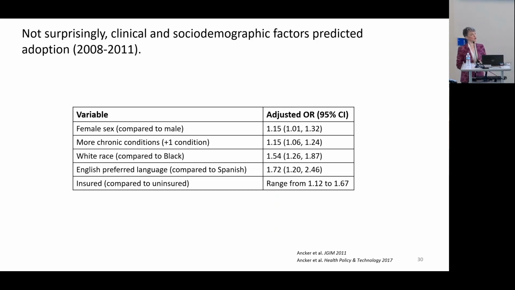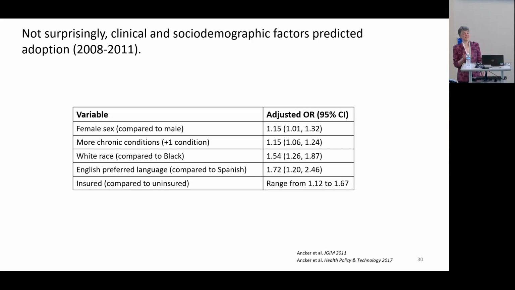We see Black patients much less likely than white patients. We see publicly insured people and uninsured people much less likely to use it than privately insured patients, and English preferred language over other languages. We were actually relatively early in publishing this sort of thing. I would say to all of you, if you're working in this space, don't try to publish this anymore, because there's been like 15 years of people publishing the socio-demographic differences in adoption of information technology. What we really need is more publications on how to fix these.